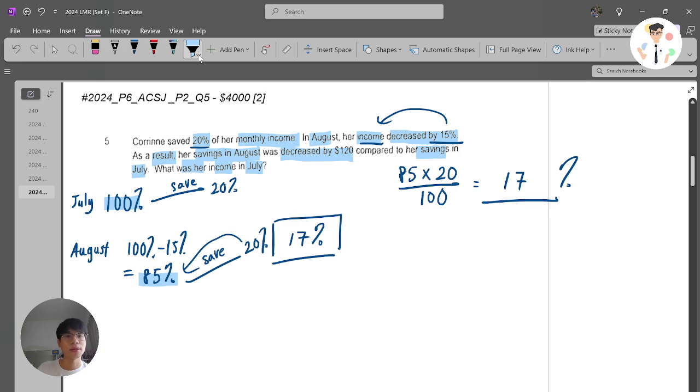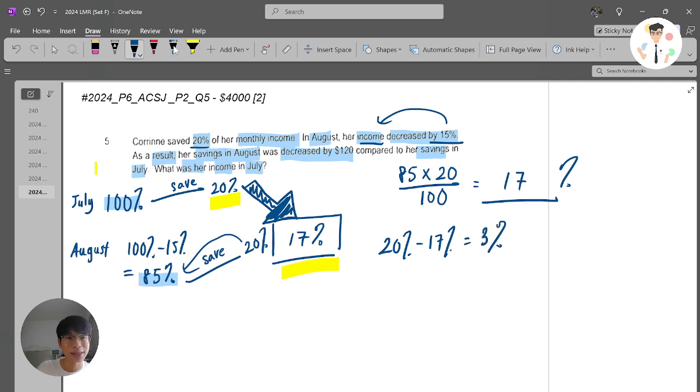Let me just highlight, if it's a normal 100%, she was able to save 20%. But in this case where her income decreased by 15%, which means in August she only has 85%, she actually only saved 17% compared to the normal amount of money that she has. You can see the 20% went down to 17%, and that decreased by how many percent? 20% minus 17%, it decreased by 3%.